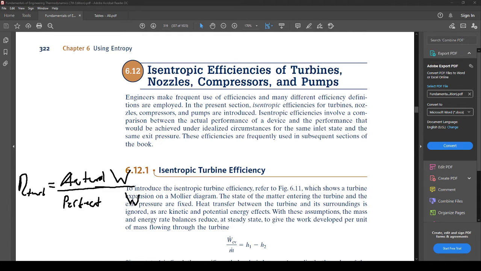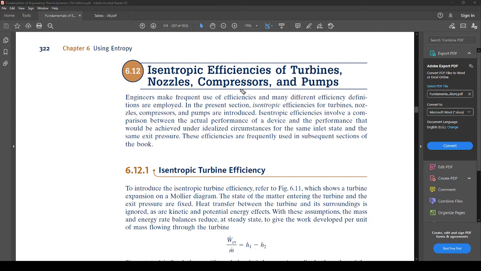And really fast, this number will always be less than 1 because obviously your actual work can never be greater than your perfect work, right? The perfect is 1, and the actual is something else, right? So you'll always get this number less than 1. It'll be between 0 and 1. So that is what we are dealing with when we talk about any of these, by the way. Any of them is just like this.